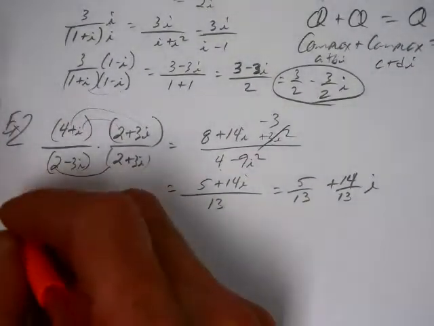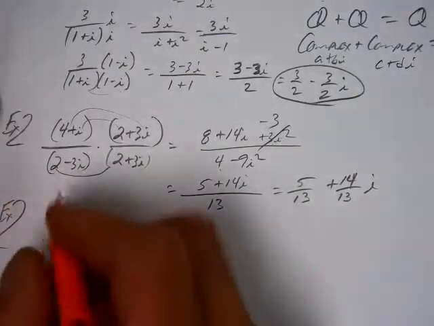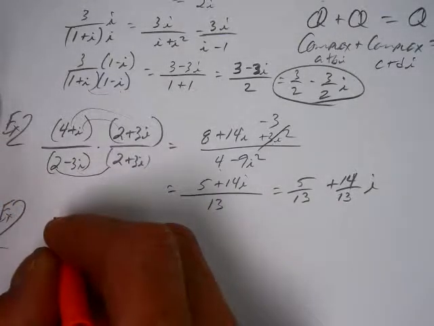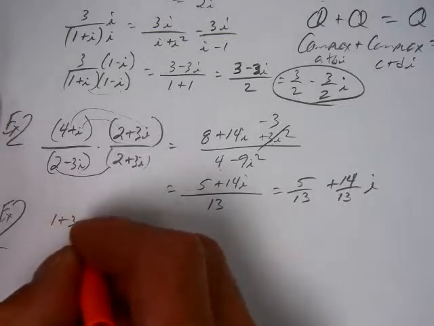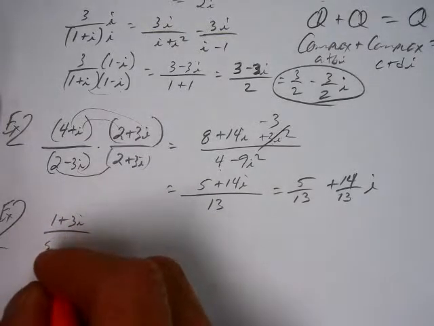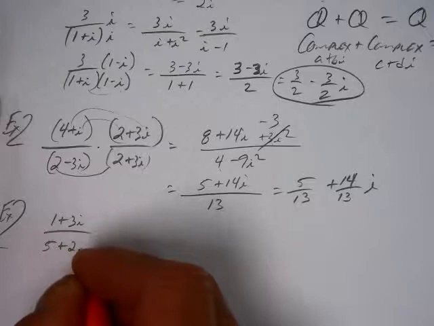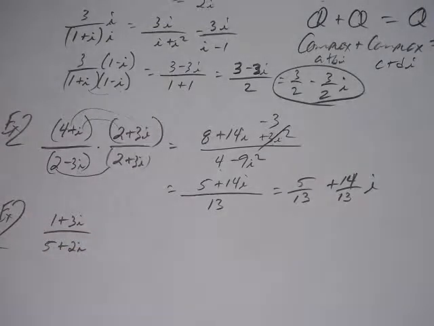Okay, come on. Redemption here. 1 plus 3i over 5 plus 2i. Okay. Go ahead.